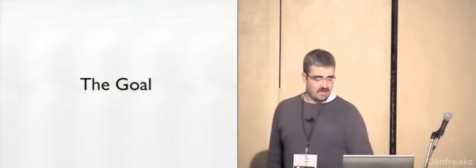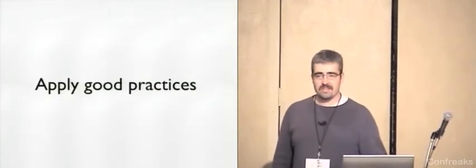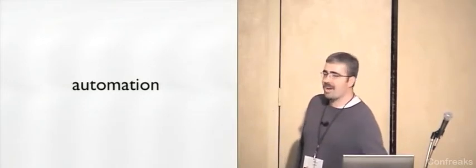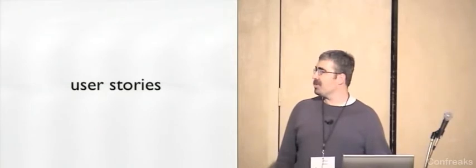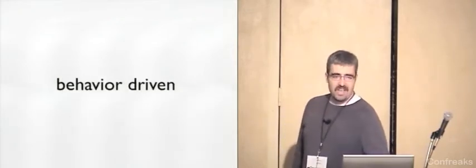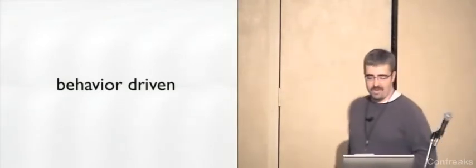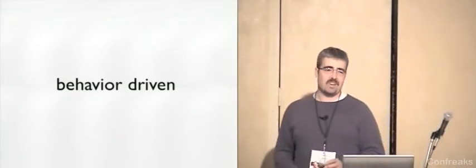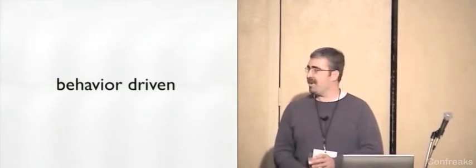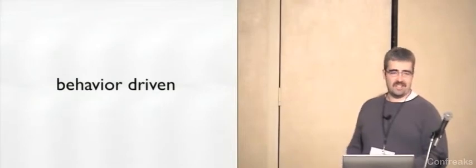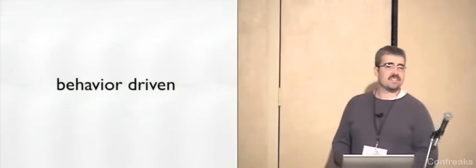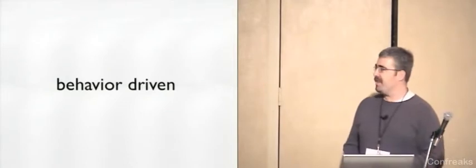So the goal for our practice at Atomic Object is to apply good practices. These practices involve automation, unit tests, system tests, user stories, and behavior-driven development. We've been using RSpec lately on all our Ruby projects. Although this project was started about 2 years ago, when I was learning Ruby, so we didn't use anything like spec for the tests. These are basically unit tests, usually doing the assert equals kind of things.